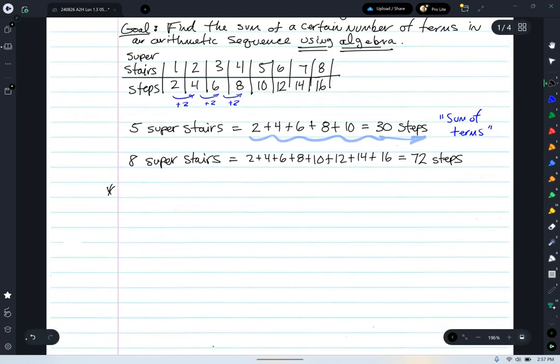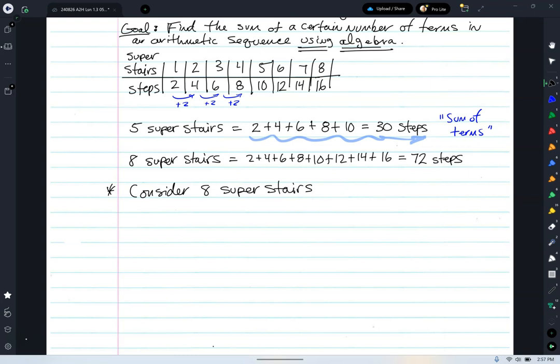Let's consider for a moment a problem that we know the answer to already. So we're going to consider an 8 super stair set, and we're going to study this a little bit. Let's start with the first 8 sets of steps here, and we're going to write a little space in between them. So 2, and then 4, and then 6, and then 8, and 10, and 12, and 14, and 16.